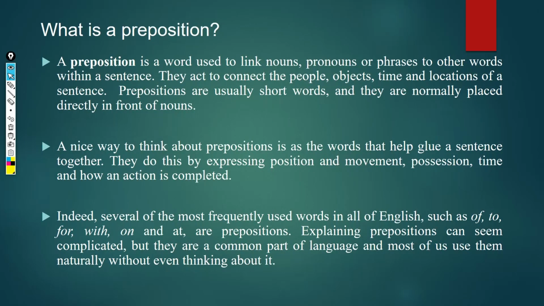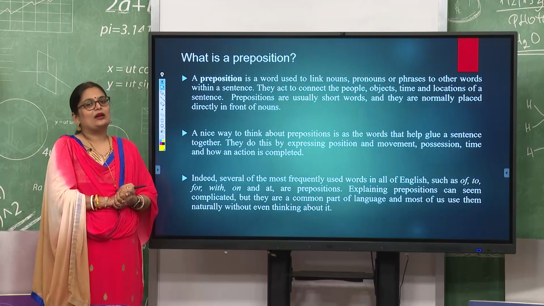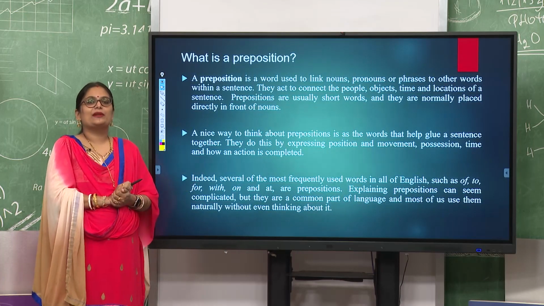So, let us first understand what is a preposition. A preposition is a word which is used to link nouns, pronouns and phrases with what? With other words within a sentence. They act to connect people, objects, time and locations of a sentence. Prepositions are usually short words and where are they placed? They are normally placed directly in front of a noun. Now, this was the definition of a preposition.